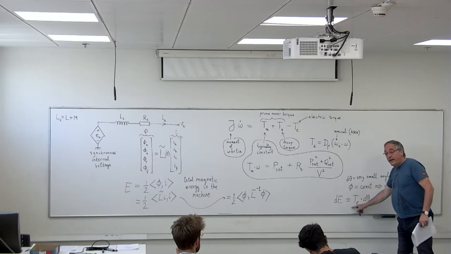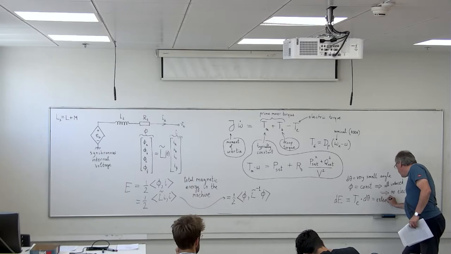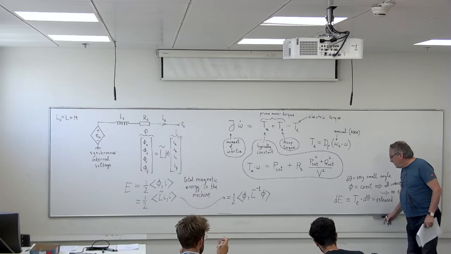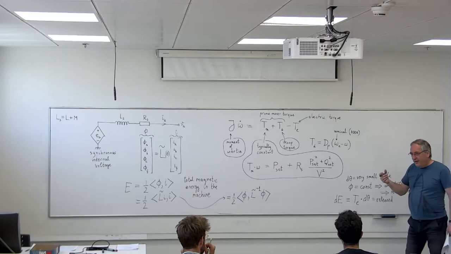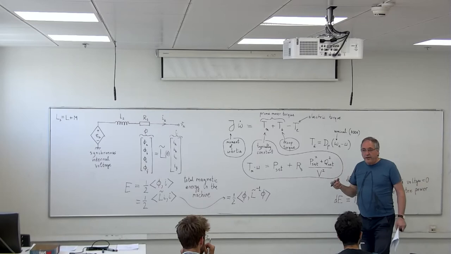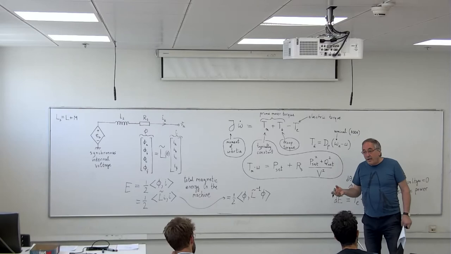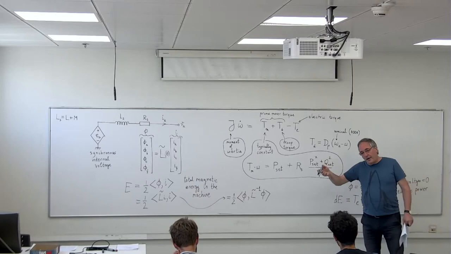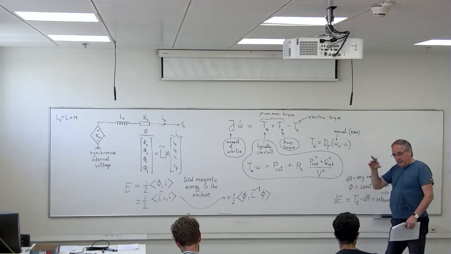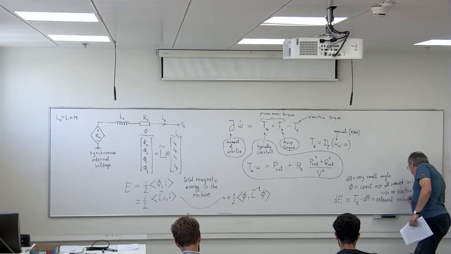Does it not have to be d omega? No, d theta. The work done by a torque is equal to torque times angle. The power is, of course, torque times angular velocity. But the work, meaning the energy, is torque times angle. This is the released mechanical energy.